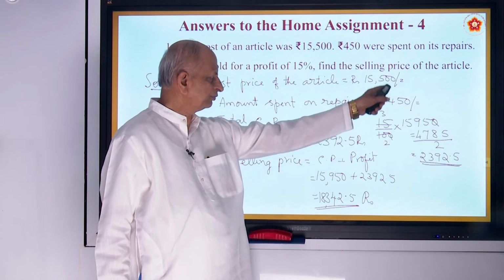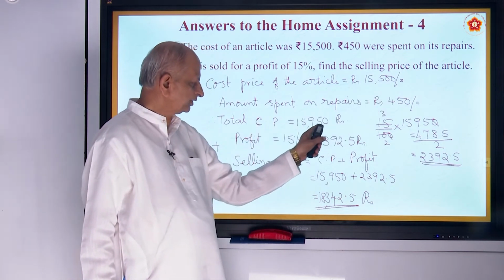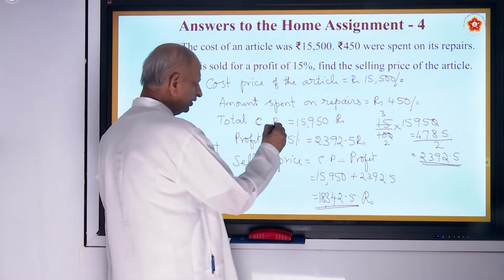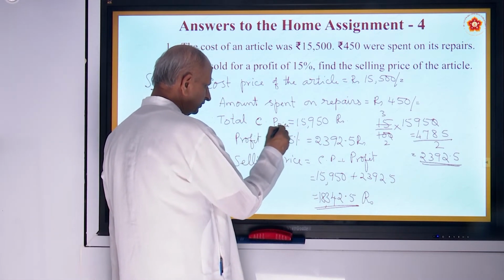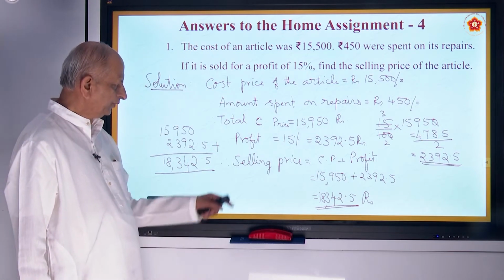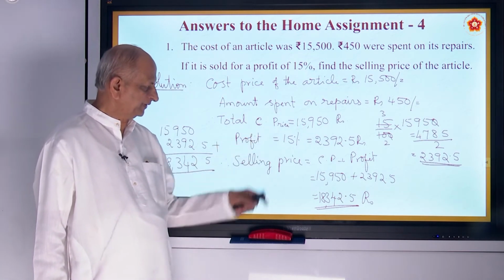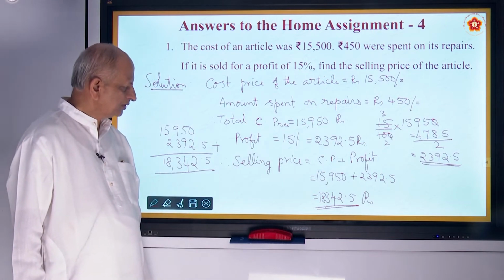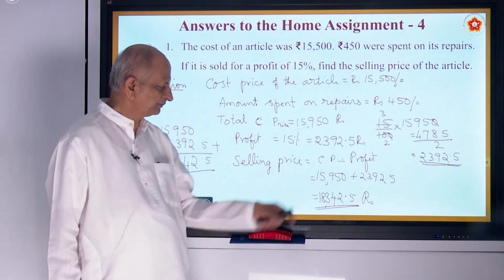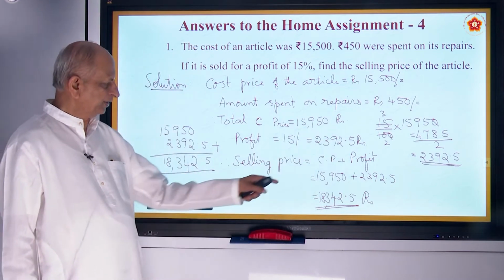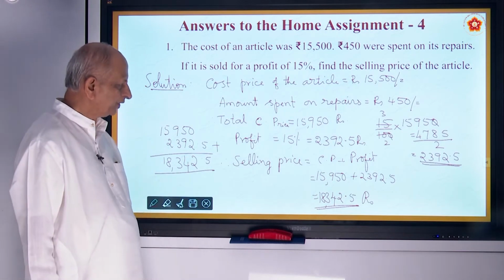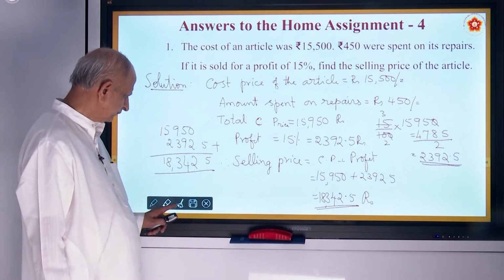So what have you done? First you added these two. That is the cost price. So this is the total cost price, because there are some expenses for repairs. Now he wants to make a profit of 15%, and that comes to 2,392.5. Then you added that, you got this. Okay. Shall we go to the next problem? Okay.